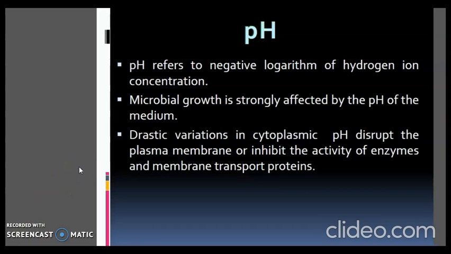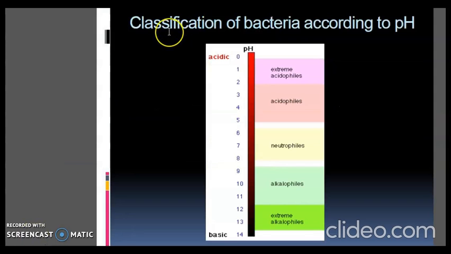As hydrogen ion concentration increases, acidity increases, so the pH drops. As hydrogen ion concentration decreases, basicity increases and the pH goes up. Here you can see the classification of bacteria according to pH.